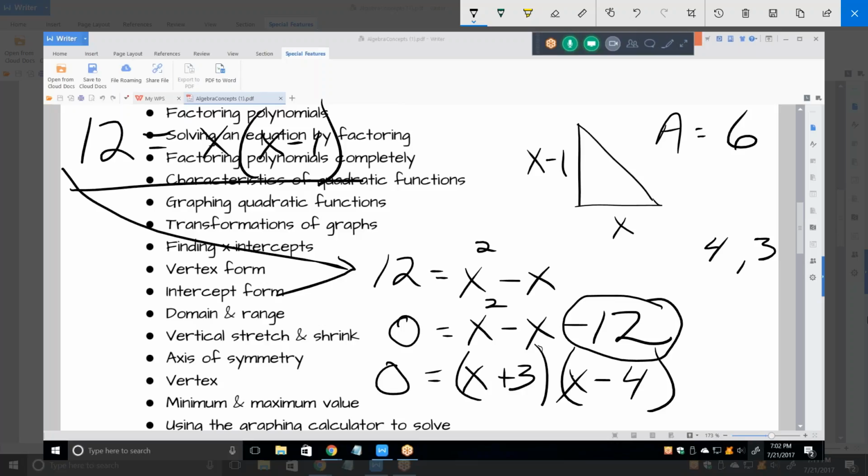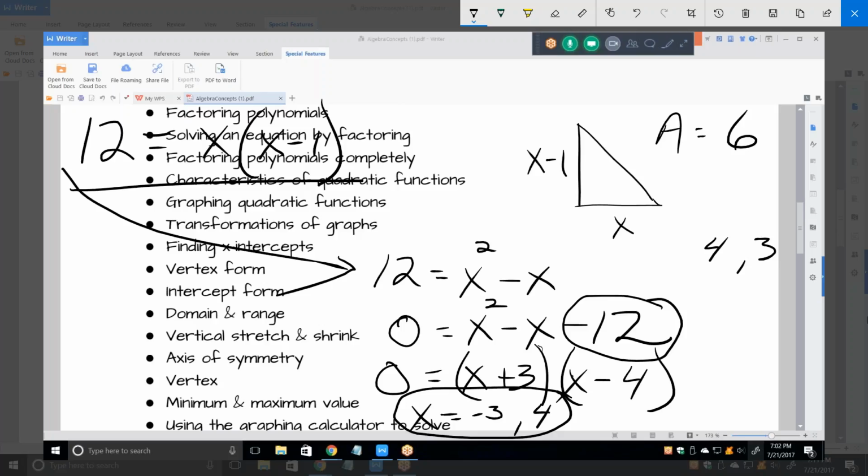Now give me this solution. There's 2 of them. If x plus 3 times x minus 4 is equal to 0, then what are the 2 values that might be possible for x? Negative 3 and 4. Okay, perfect. So that's the answer to the quadratic.